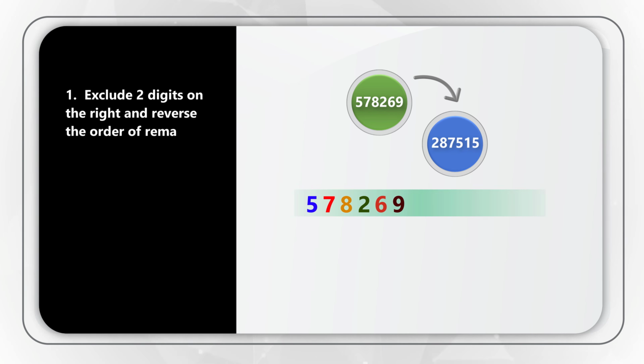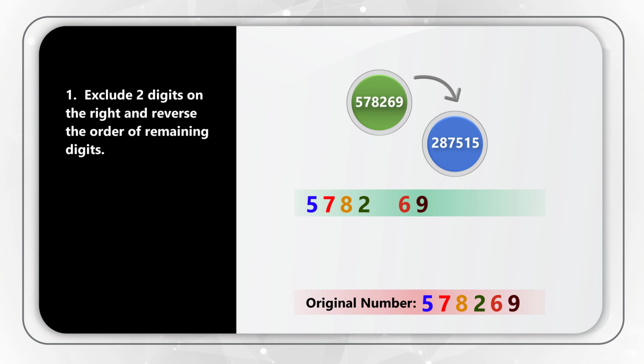Step 1. We need to exclude 2 digits on the right and reverse the order of the remaining digits. For example, the original number is 5782 and then 2 digits 69. We separate 69 and then reverse the order, and the number becomes 2875, and then we do remaining calculations with the numbers 6 and 9. And the calculations are very simple.